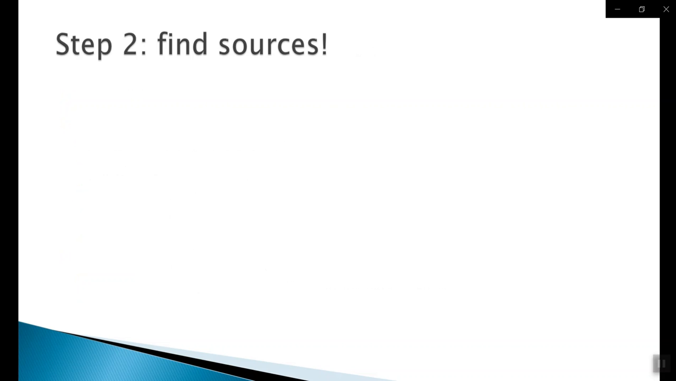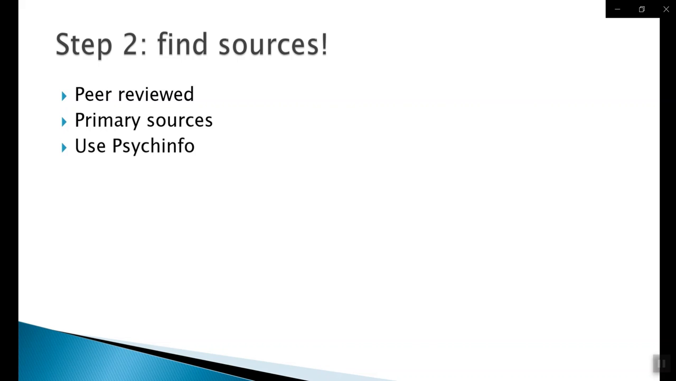One of the things you have to do is find some sources. I have a video that I posted back before our spring break was extended that went through a little bit more about how to use the database. As a reminder, you need to find articles that are peer-reviewed, primary sources. You know it's a primary source when they have a participant section and a results section. I want you to use PsycInfo as your database as opposed to Google. And once again, the video walks you through how to use PsycInfo to do your searches.